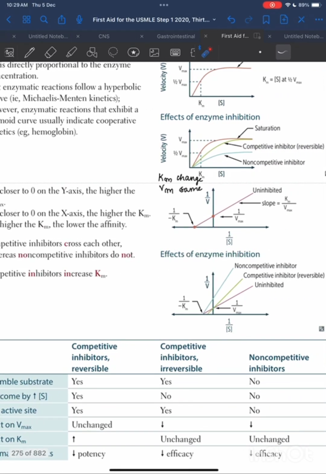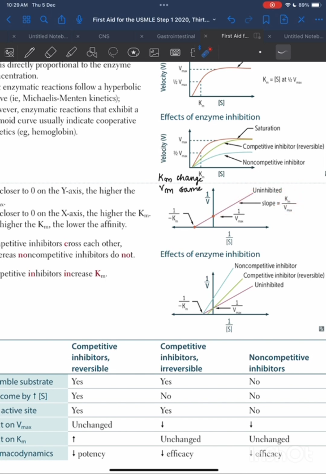The Lineweaver plot is also called the double reciprocal graph. This is 1 by V, that is velocity, and this is 1 by substrate concentration, and this is the uninhibited line. There is no inhibition here, only substrate is acting on the enzyme, and this point is minus 1 by Km, and this is 1 by Vmax, and the slope of this line is Km by Vmax.